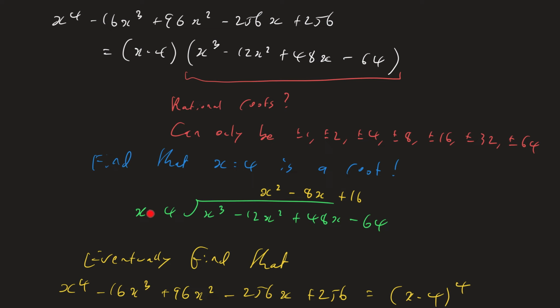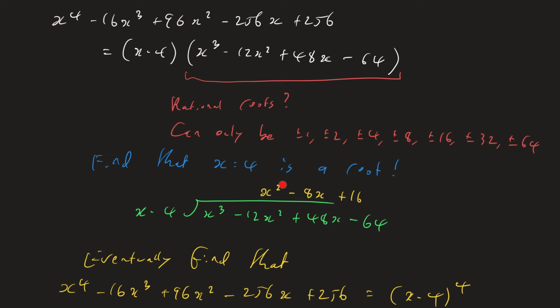We can therefore divide x minus 4 from this cubic equation here to get this quadratic equation. And we then repeat the process, and we find that x equals 4 is yet another solution to this, and we divide it out, we're left with x equals 4, so eventually we find that our original polynomial is actually x minus 4 to the power of 4. This means that the only solution to the original polynomial equaling 0 is x equals 4. There's one root with multiplicity 4.